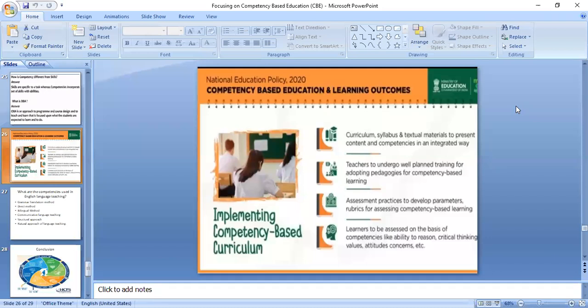So how to implement this competency-based curriculum in schools according to the National Education Policy of 2020? Curriculum, syllabus, textual materials to present content and competencies in an integral way. Teachers should undergo well-planned training for adopting pedagogy for competency-based learning, assessment practices to develop parameters and rubrics for assessing competency-based learning, and learners to be assessed on the basis of competencies like ability to reason, critical thinking, virtues, concerns, etc.